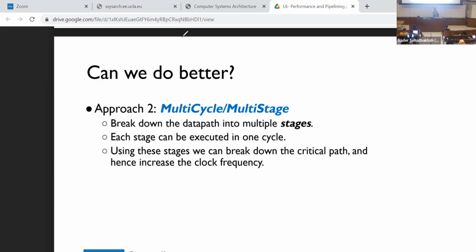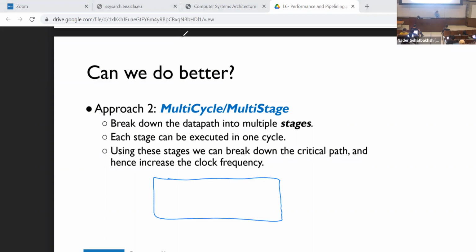So instead of saying that every instruction takes exactly 1 cycle to finish, we define our data paths and divide them into stages and say each stage takes only 1 cycle to finish. And then the instruction has to go through its stages and then finish the final results.